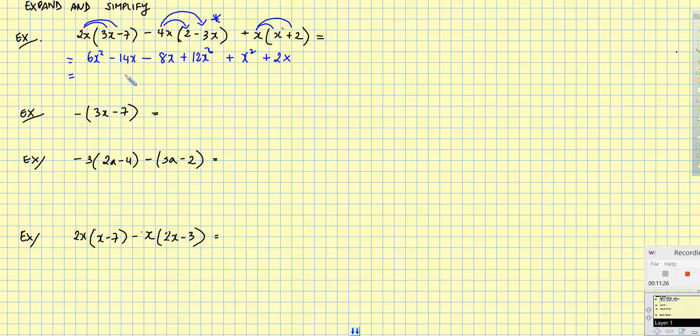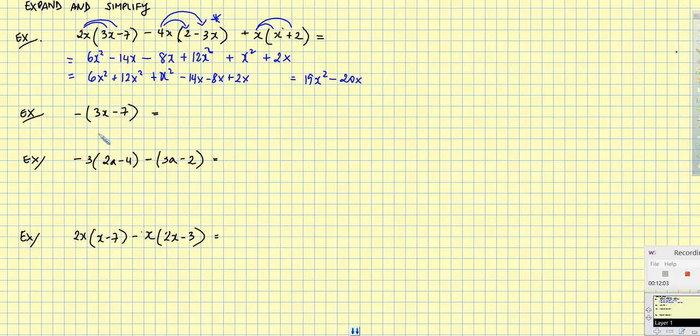So I now collect my like terms so that I have 6x squared plus 12x squared plus x squared, minus 14x minus 8x plus 2x, and that ends up giving me 18 plus 1 is 19, so we've got 19x squared. Minus 14x minus 8x gives me negative 22x. Negative 22x plus 2x gives me negative 20x. So there's my final answer.